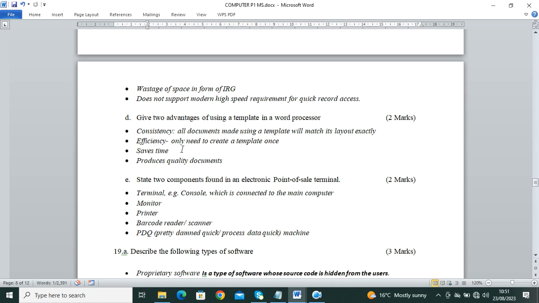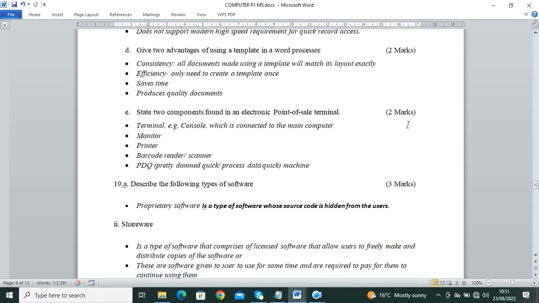State 2 components found in electronic point of sale. This is Form 4, application areas of ICT, where we talk about the point of sale terminal. So we have the terminal, e.g. console. We have monitor, printer, barcode reader. So guys, here we are talking about the supermarket. When you go to the supermarket, at the end, when you pick your stuff, you usually go to that lady or that gentleman seated at a computer. He has a computer, he has a barcode reader, he has a printer, and so on. So that's what we are talking about, point of sale terminals.